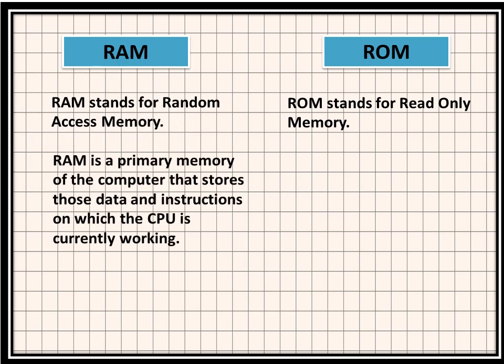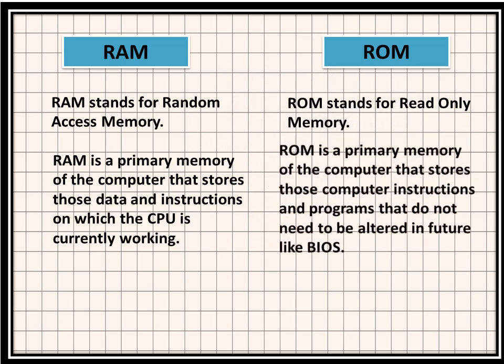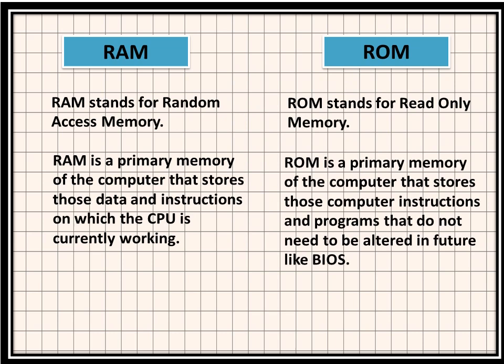RAM stores the data and instructions that the CPU is currently working on. It's fast and active. ROM, on the other hand, stores permanent instructions like the BIOS, which are used to start the computer. These instructions are usually not changed.